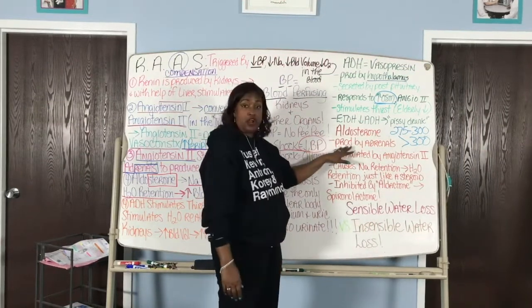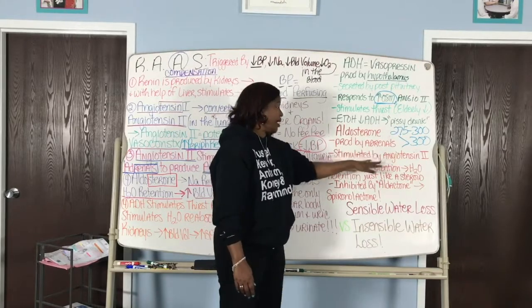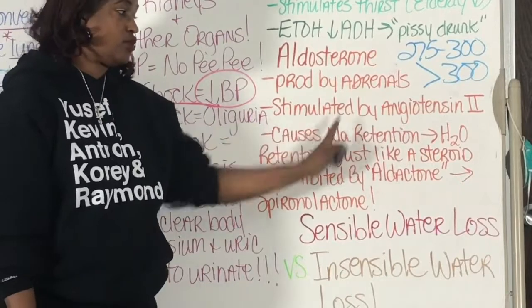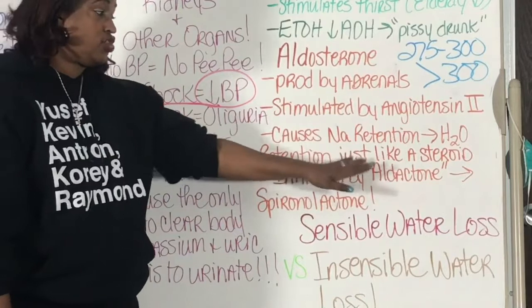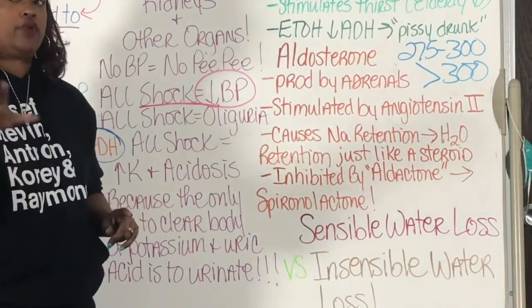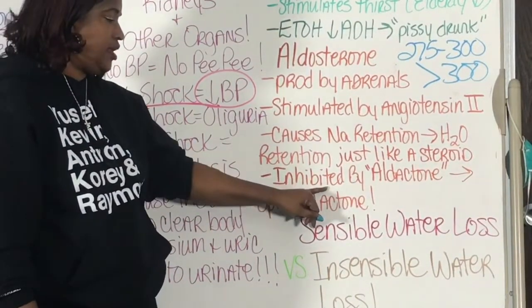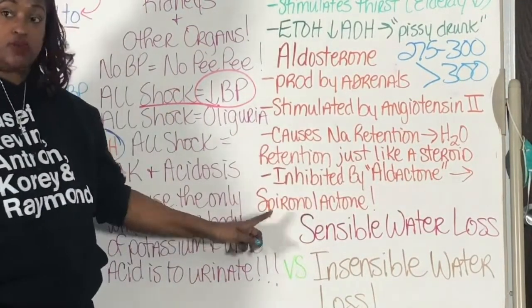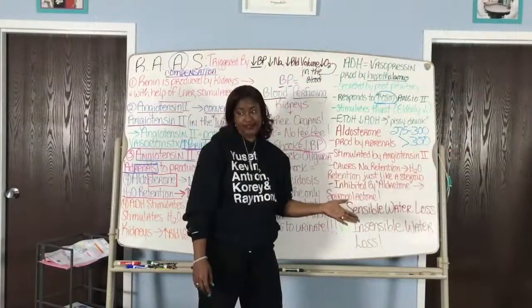If we look here, we know aldosterone is produced by the adrenals. We know it's stimulated by angiotensin 2. We know it causes sodium retention, and since sodium and water are married, it causes water retention just like a steroid does. We also know, here we go, medications. We also know that it's inhibited by Aldactone, which is your spironolactone, and that's called a potassium sparing diuretic.